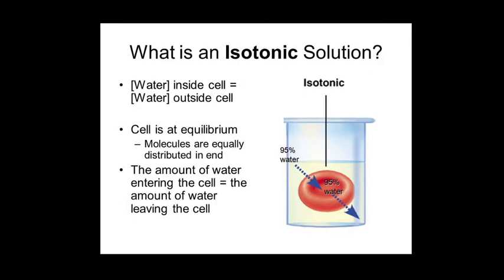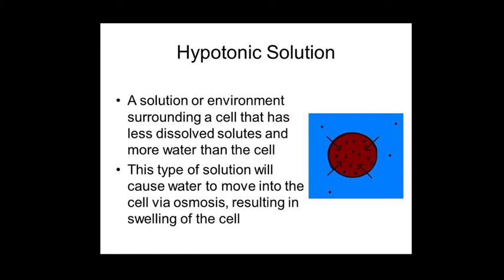Okay, now what is a hypotonic solution? A hypotonic solution contains a lesser amount of solute concentration compared to the surrounding fluid and can force the cell to rupture due to excess input of water into the cell. It means this type of solution will cause water to move into the cell by osmosis, resulting in swelling of the cell. Okay, like the example of kishmish.